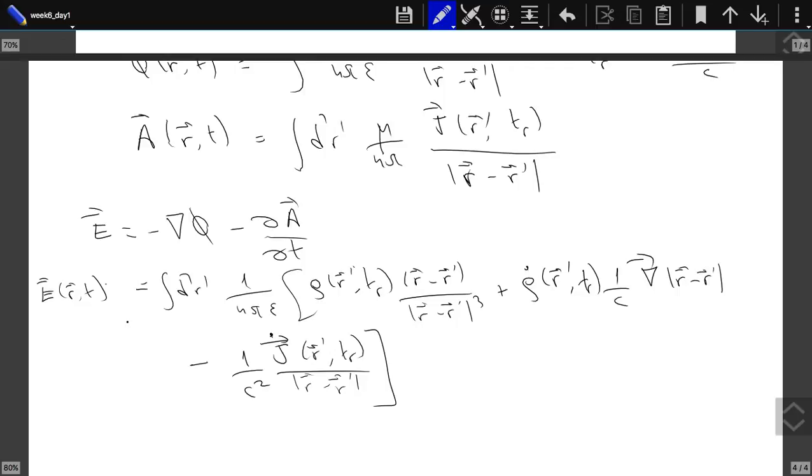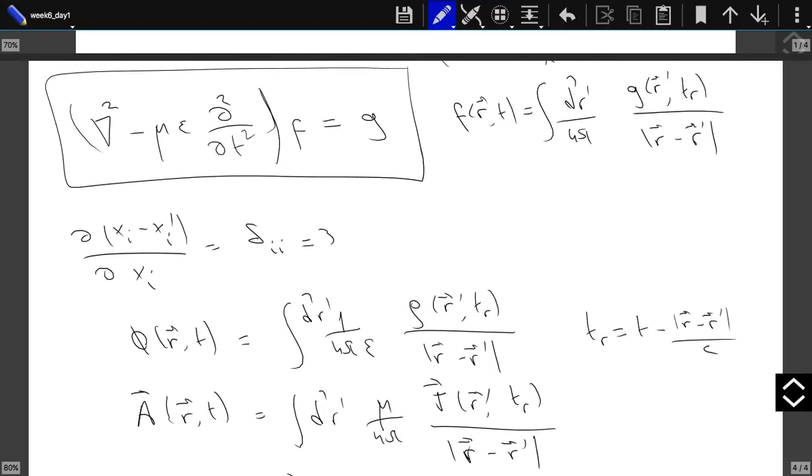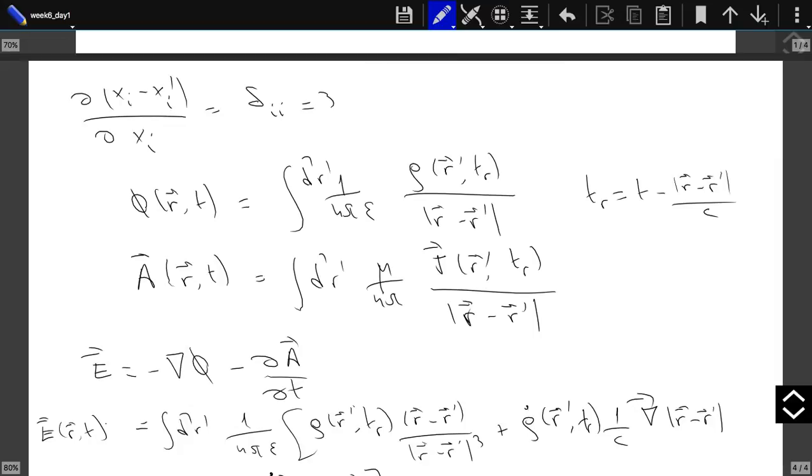You see, I'm taking the gradient with respect to the coordinate r. If you look at rho, well, r prime doesn't depend on r. Rho depends on r only through tr. Tr depends on r. So when I am taking the gradient of rho with respect to r, that is proportional to the derivative of rho with respect to its second argument. That is why I have the rho dot. This term over here, by the way, I forgot that 1 over r minus r prime, this term over here is the gradient of rho, all of this. And that 1 over r minus r prime is this one. All of this is the gradient of rho, here up to here.